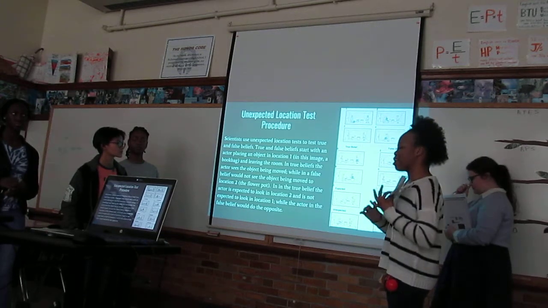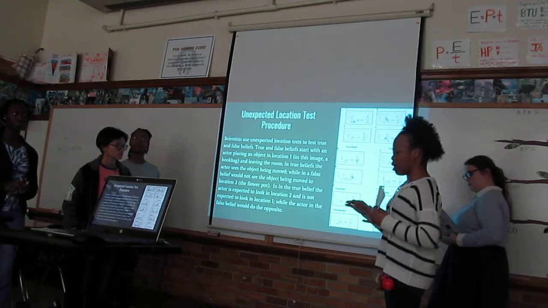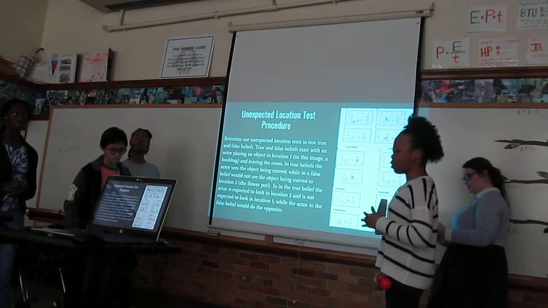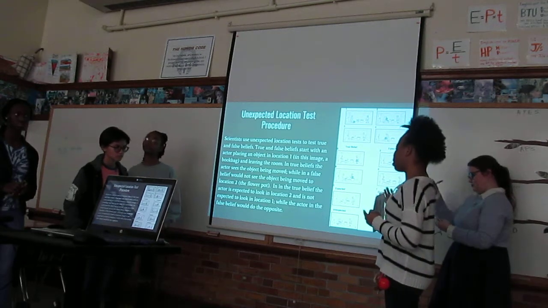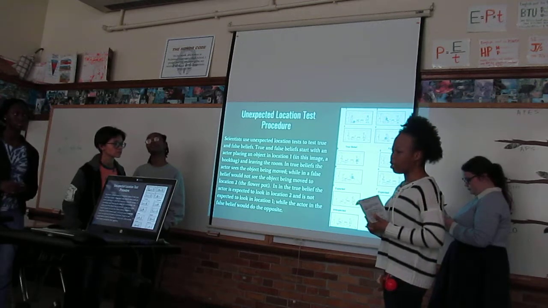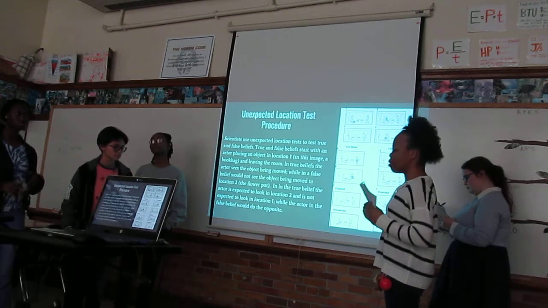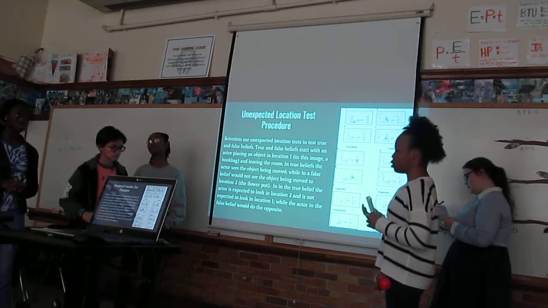Now what is expected from the true belief is that the person would look in location two rather than location one, because that person saw the second actor put it in location two. But for false beliefs, it would be expected of that person to look in the place where they put it, not where the person moved it.